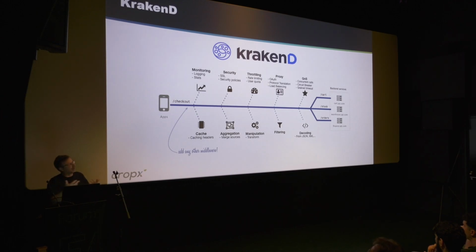You can aggregate different backend endpoints into one new endpoint. This picture is an example of that. You have a checkout endpoint, and there are 3 backends for cart, stock, and orders. KrakenD will expose the checkout endpoint, call these 3 backends, combine the results, and pass them back to the client.